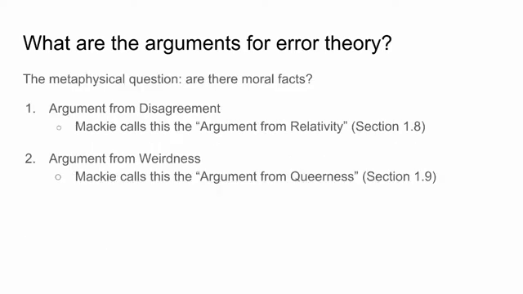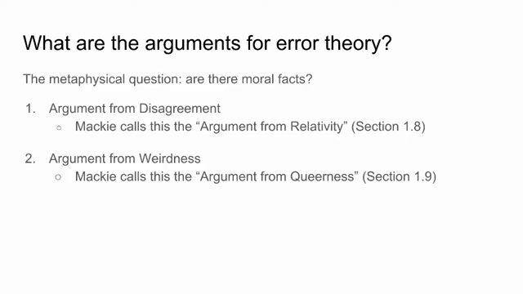So let's move on now to the metaphysical question, which again is one that Mackie might call an ontological question about being. But the metaphysical question is basically, are there moral facts in the world? And Mackie offers two arguments. The first is the argument from disagreement. He calls this the argument from relativity. It's really much more of an argument from disagreement to relativity. So in some ways, his name is kind of a question-begging misnomer.